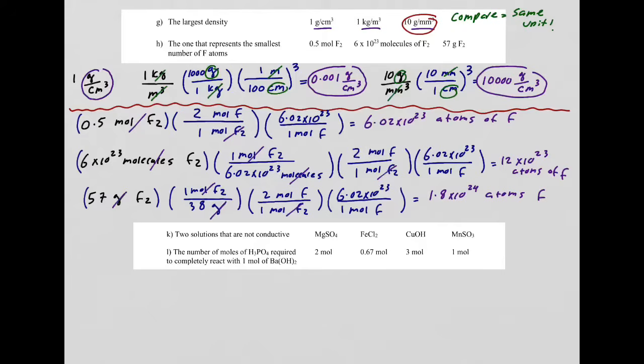Now, we converted everything to atoms of F. Now we can compare. So which one represents the smallest number of F atoms? Which one represents the smallest number of F atoms? Now that we converted everything to the same thing, it's super easy to pick which one is going to be. The answer is going to be this one right here. The first one, this is going to be smaller than the other two.